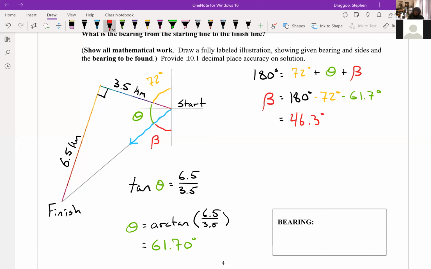So that's the bearing angle. I'll throw that down here in the box, 46.3 degrees. And I just have to attach a cardinal direction to that. And if I go from the start to the finish, I'm headed in the southwest direction. So southwest, 46.3 degrees west of south. Hopefully we'll not forget our bearing angle or our degree symbol on that angle. Cool, that's our bearing.